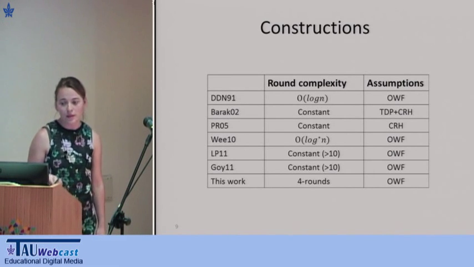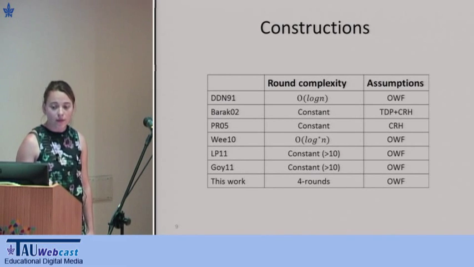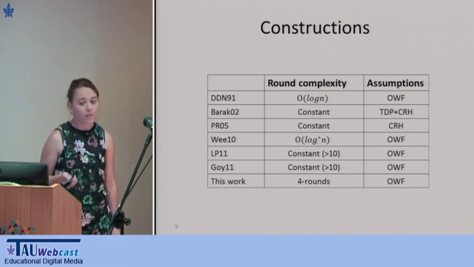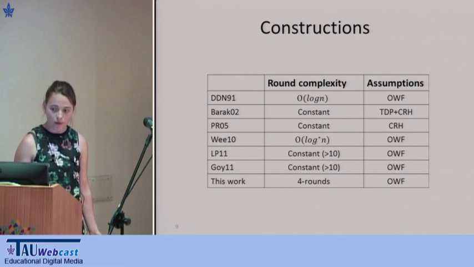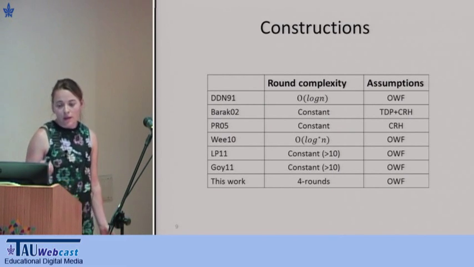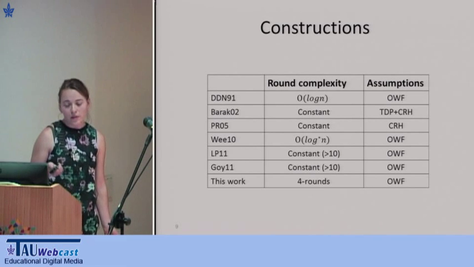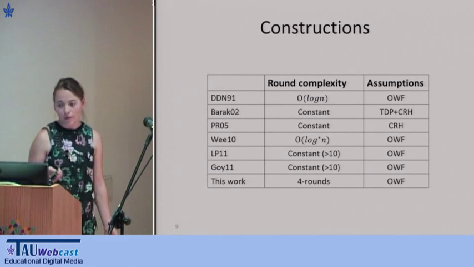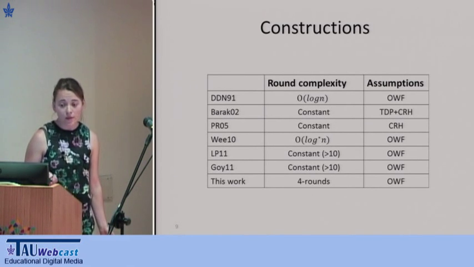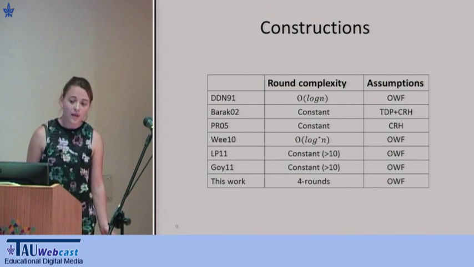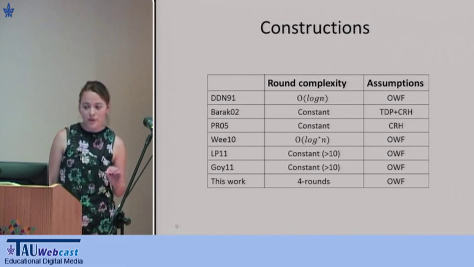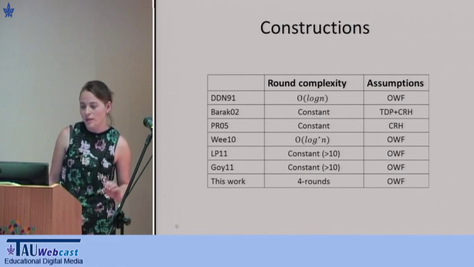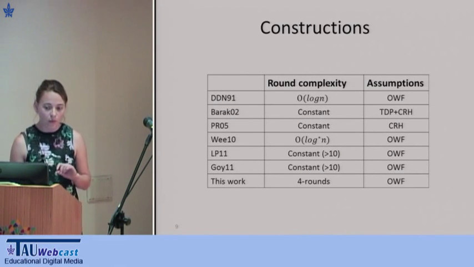So the first one is DDN. It was a log n rounds protocol from one-way function. Then there is a protocol by Barak that made it constant round, but used trapdoor permutation and collision-resistant hash function. Later on, Pass-Rosen showed a constant round protocol that uses only collision-resistant hash function. In 2010, we presented an almost constant round, log star n rounds protocol from any one-way function.